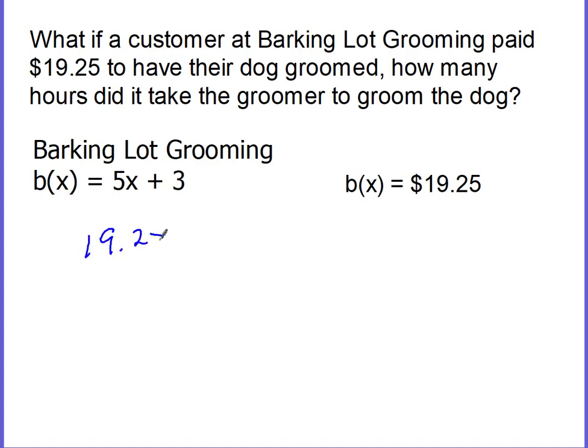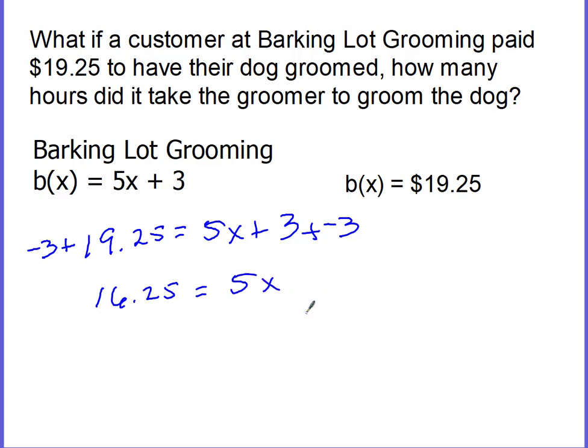So 19.25 equals 5x plus 3. And in this particular problem, my job is to find out what x is. Well, in order to do that, we've got to remember a little bit about solving equations. The first thing I'd get rid of is the plus 3 by doing a plus negative 3. And if I do it on one side, I have to do it on the other side as well. So we do 19.25, take away 3, which gives us 16.25. And that's equal to 5x. Now to get rid of the multiply by 5, we do a divide by 5.